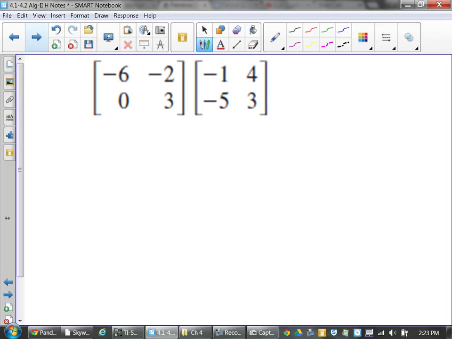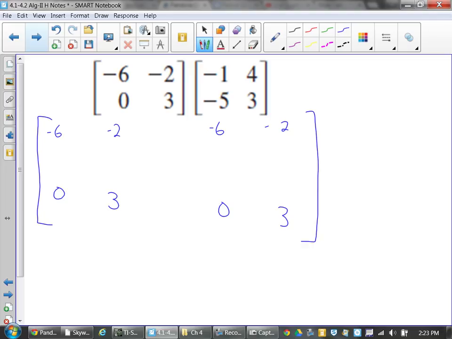You start with that. What's the top left entry? Next one is -5. Next one's 4. And the next one is 3. You just replicate it below. And now it's just math.